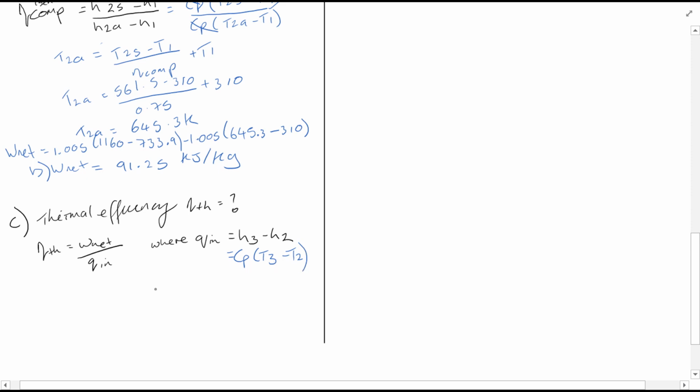and quite simply subbing these values in, you're going to see what we proved, 91.25 divided by 1.005 times (1160 minus 645.3), and this will give you a value of thermal efficiency equal to 17.6%.